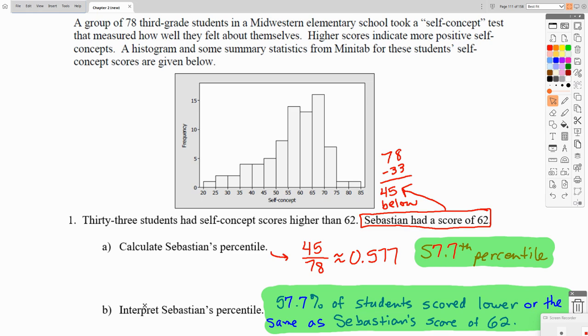Now, part B, interpret his percentile. What does it mean to be in the 57.7th percentile? So I said 57.7% of students scored lower or the same as Sebastian's score of 62. And you could rewrite that lower or same as in a variety of different ways. But essentially you have to get at that this percent represents the percentage of people that did as good or worse, or Sebastian did as good as or better than this percentage of students.